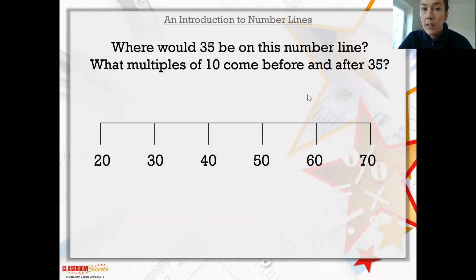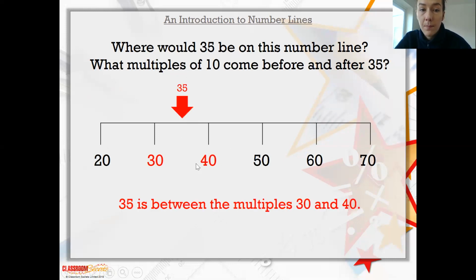Then this question, we've got where would 35 be on this number line? Thinking about your multiples of 10. Multiples does sound like a tricky word, but it's not. It just basically means the numbers as you are counting up in tens, so don't let that trick you. Thinking about where 35 would be positioned on this number line. So your multiples of 10 that come before and after 35. So before would be 30 and after would be 40. So 35 is going to be right bang in the middle of 30 and 40.